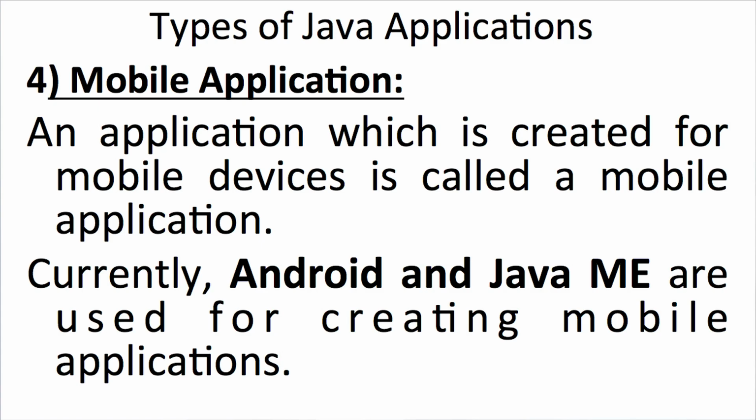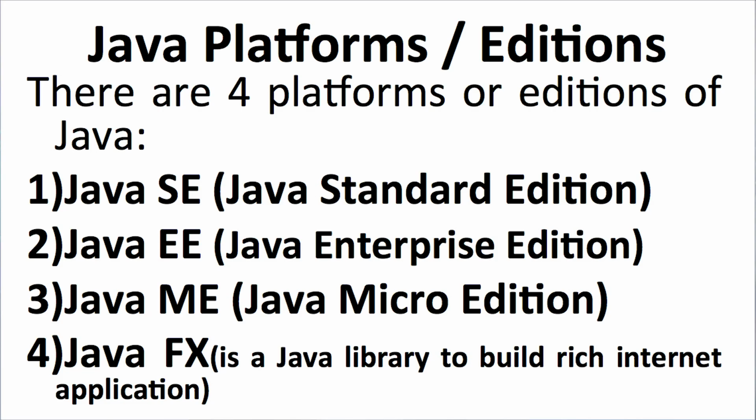So Java ME is a version of mobile application development. These are the four different types, and now we are discussing the Java platform and the different editions of Java. There are four platforms or editions for Java: Java SE means Standard Edition, Java EE means Enterprise Edition, Java ME means Micro Edition, and JavaFX. JavaFX is a Java library to build rich internet applications. So these are the four categories of Java platform or Java edition.